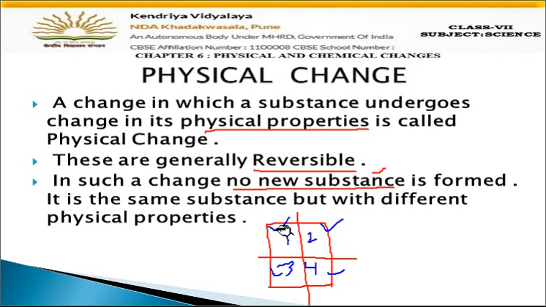Before it was one big sheet of paper. Now these are small pieces of paper. So size changes. Size is a physical property. That's why it's a physical change. Okay. I hope all have understood this.